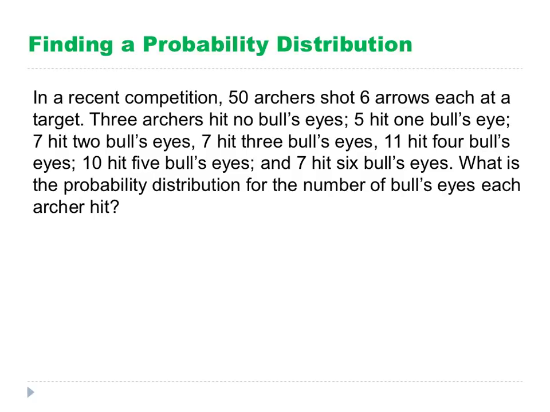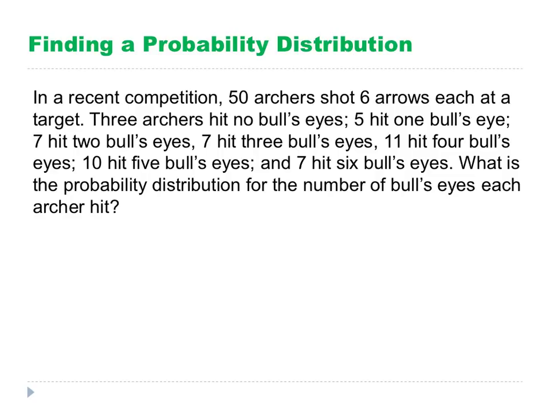All right, now we got to make our own table from this data here. In a recent competition, 50 archers shot 6 arrows each at a target. 3 archers hit no bullseyes, 5 hit 1, 7 hit 2, 7 hit 3, 11 hit 4, and 10 hit 5. 7 hit 6 bullseyes. What is the probability distribution for the number of bullseyes each archer hit?